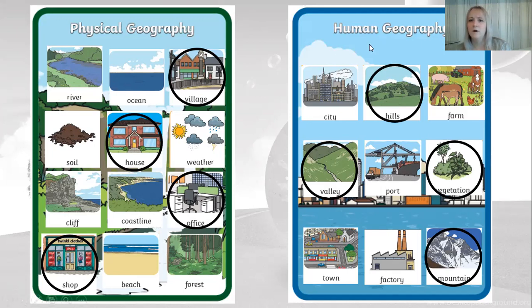And over here on my human geography side, oh yes, silly me, I've put the hills. Of course, that's a natural thing. They're there no matter what, aren't they? That's a bit daft of me to pop that on there. And here, oh yeah, the valley. We talked about that also on Monday. A valley is a low stretch of land which runs in between two hills. Oh, and then we have vegetation. That's the plants and food that we eat. And finally, I put the mountains there. Silly me, of course, that is a physical feature.